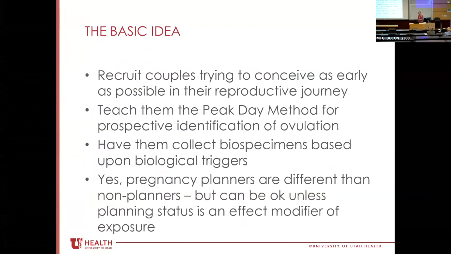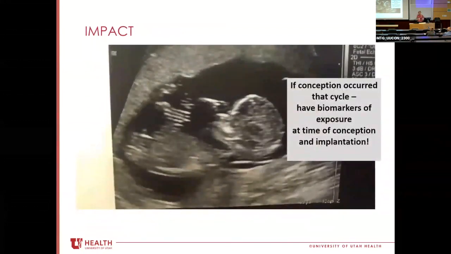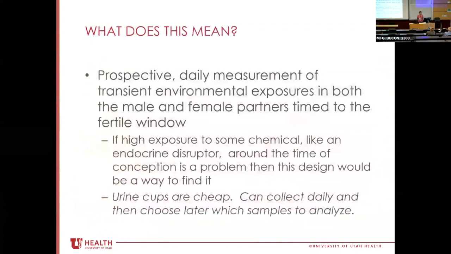But here's the important part from the science standpoint. If we think that these environmental exposures are going to work the same in people who are planning pregnancy as people who are not, well, then we might as well study the planners. Okay? Like we can learn from them. And then if conception occurred in that cycle, then we actually have biomarkers of exposure at the time of conception and implantation, okay? So what does this really mean? That if they had exposure to some chemical like an endocrine disruptor around the time of conception, if that's a problem, well, then this sort of design is a way to find it.